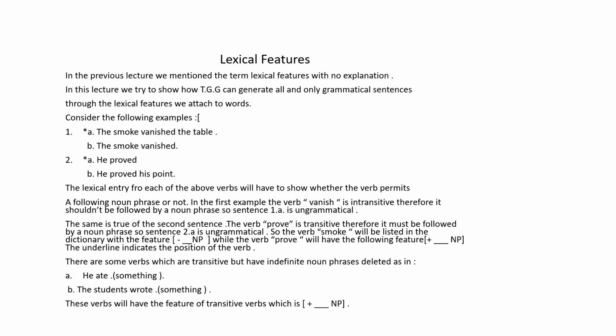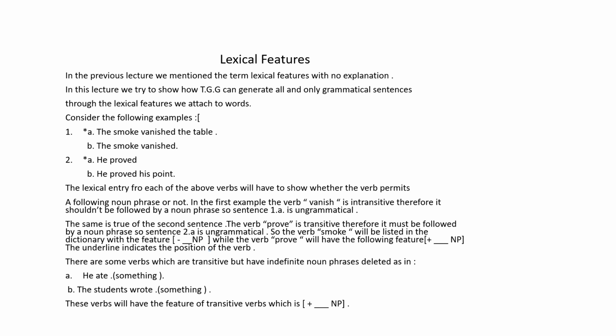So the feature we attach to the verb vanish shows that it is an intransitive verb which should not be followed by an object. The same is true with he proved his point. This is the opposite. He proved is ungrammatical, the asterisk, while he proved his point is grammatical, simply because the verb prove is a transitive verb which must be followed by an object. So the second one is acceptable. We have the object, his point.